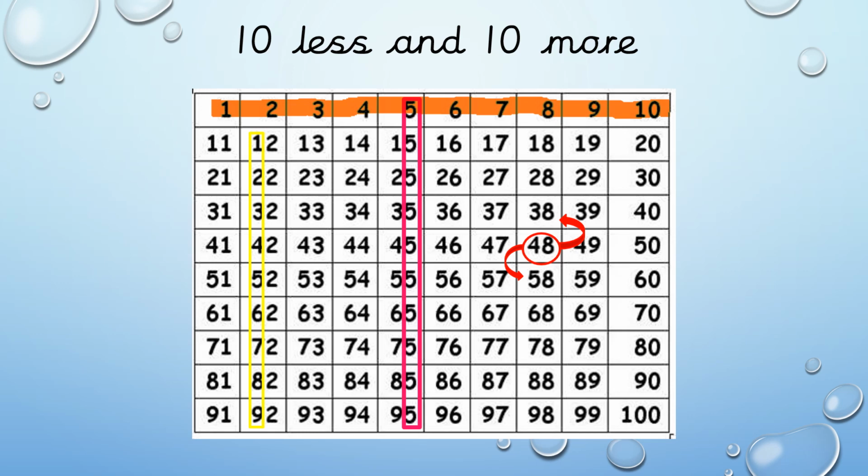Now, let's find 10 less and 10 more than the number 13. Remember, the 1s stay the same, and we have 1 10. Perfect! 10 less than 13 is 3. What's 10 more than 13 then? Excellent! 10 more than 13 is 23. Have a go at finding 10 less and 10 more than these numbers.